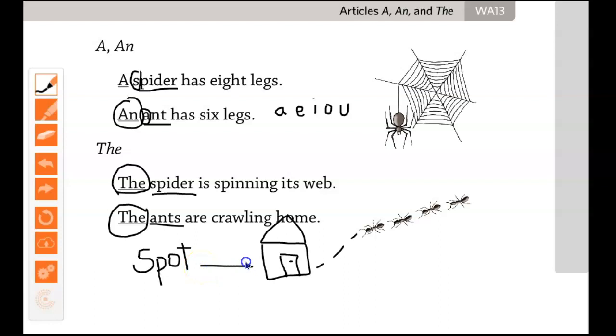Because if we said the Spot, the reader might think we're actually talking about a spot, like a blob, and not a dog. So we don't ever use the word the in front of a proper noun, unless you went to Ohio State, which, that's a conversation for another day. Maybe your parents know.